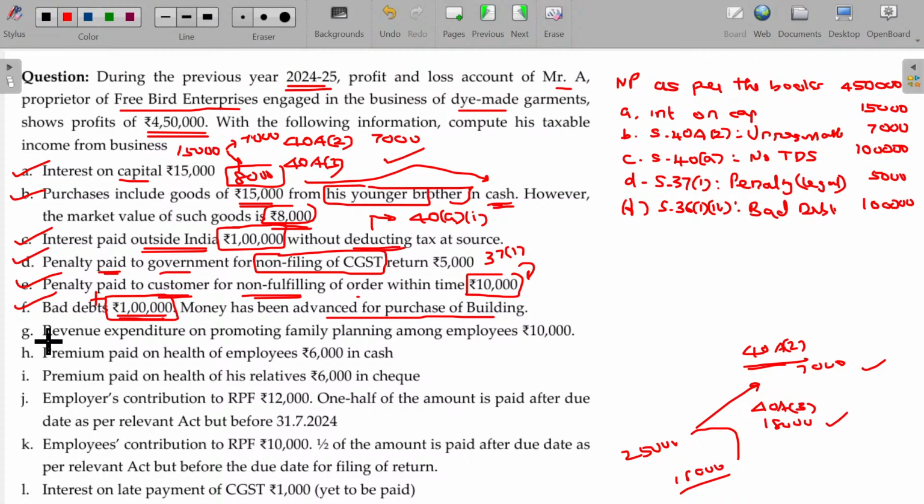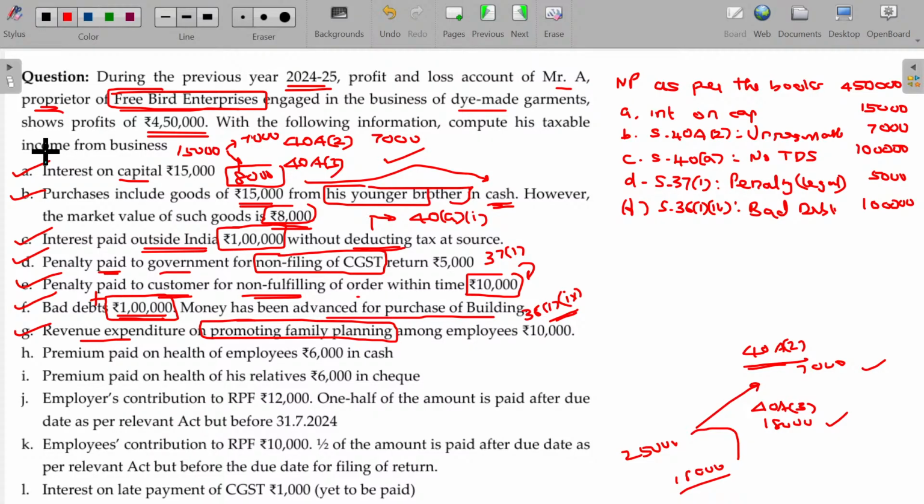G. Revenue expenditure on promoting family planning among the employees. G also does not qualify for deduction under section 36, clause 1, subclause 9. Clear? Because this is a free bird enterprise, it may not be a company. It's a sole proprietor. So under section 36, clause 1, subclause 9, promoting family planning expenditure, whether capital or revenue, can be deductible only for a company.